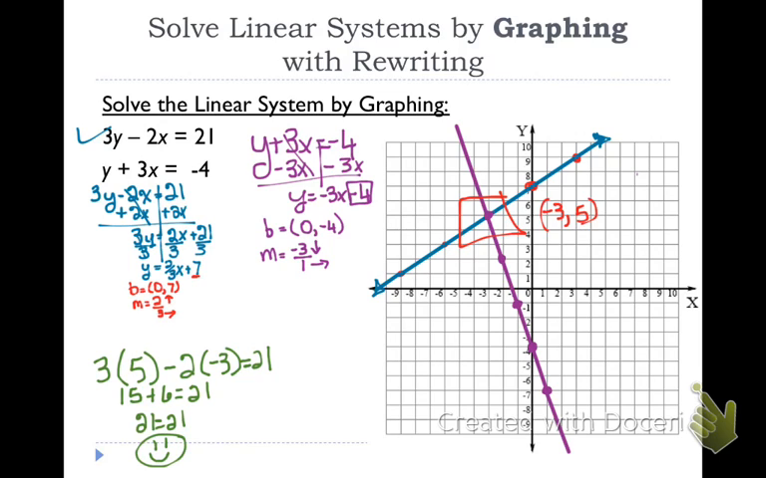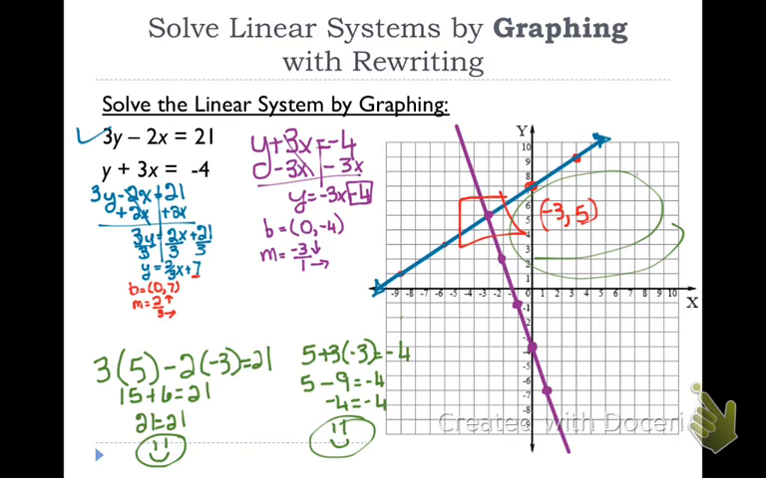Now, let's put it into our second equation. I'm going to put 5 in for y plus 3 times -3 for x equals -4, and solve that equation. And again, I get a valid solution. So yes, the point (-3, 5) is my solution to this system of equations.